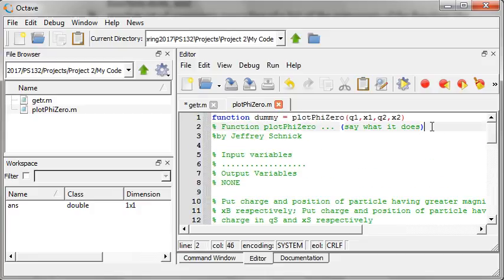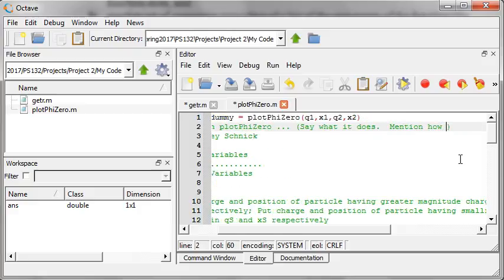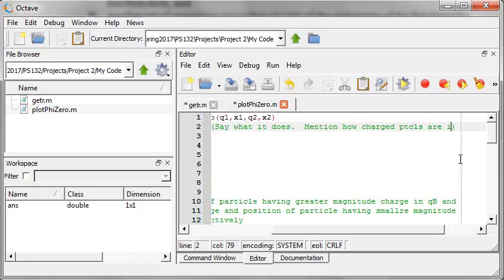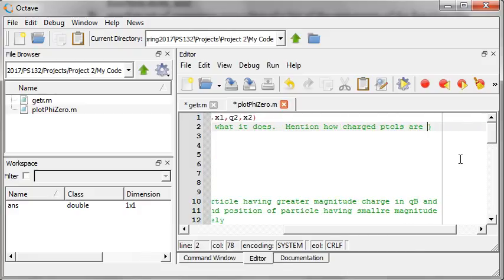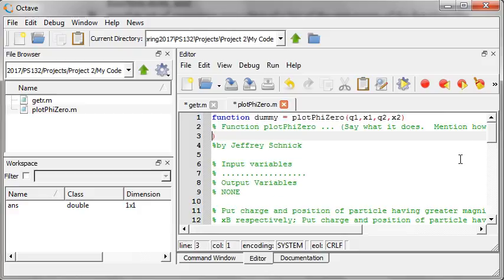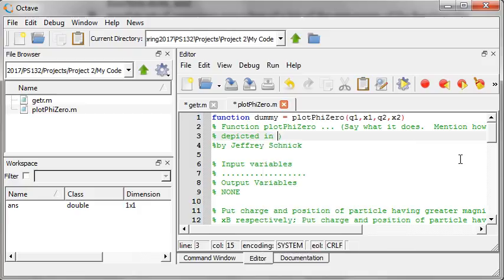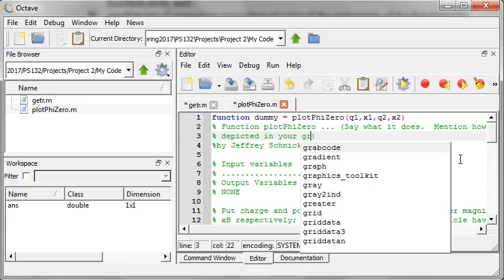So say what it does. How charged particles are indicated, let's say depicted in your graph.